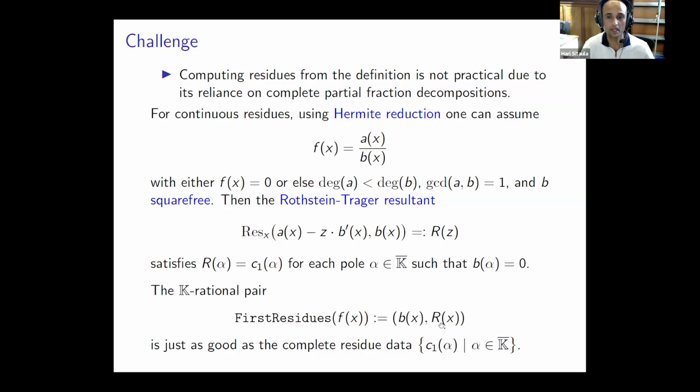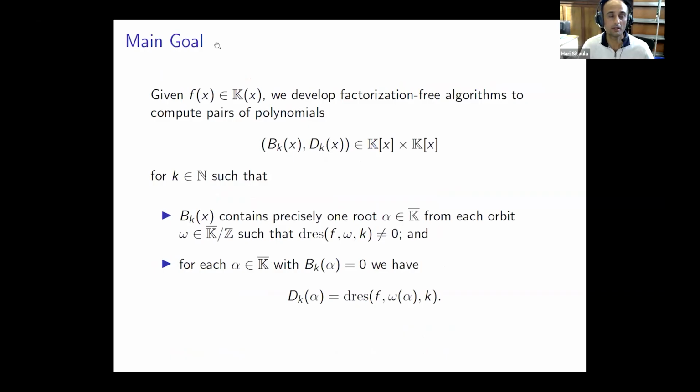Instead of B of x and R of x, we will find similar types of polynomials having some properties. And on the basis of the polynomials that we evaluate using the algorithm, we would be able to find the discrete residue of the rational function. This is our main goal.